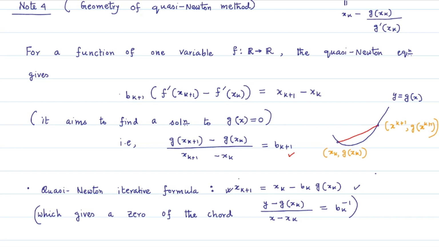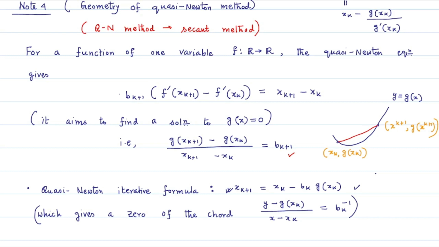That is, this xk plus 1 is a 0, that is the point of intersection of this chord with the x-axis. That is the geometry of the quasi-Newton iterative formula, and accordingly the quasi-Newton iterative formula is also referred to as the secant update or secant method for optimization. So we write here that the quasi-Newton method is also referred to as the secant method. The Newton's method, which is also called Newton-Raphson method, is called the tangent method in optimization.